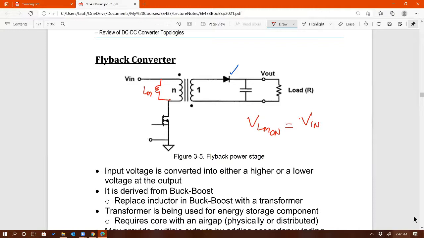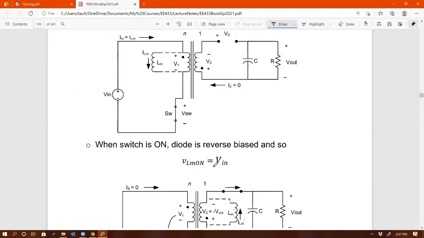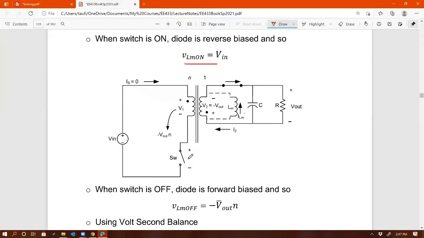All right. What about when the switch is off? When the switch is off, I have it right here. Okay. VLM on is V in. When the switch is off, the energy that is being stored in the magnetizing inductance has to be released, right? So it's looking for a path to release its energy. And by doing so, it will flip its voltage, and that in turn will turn on that diode, right?